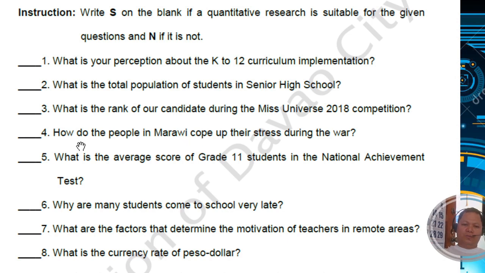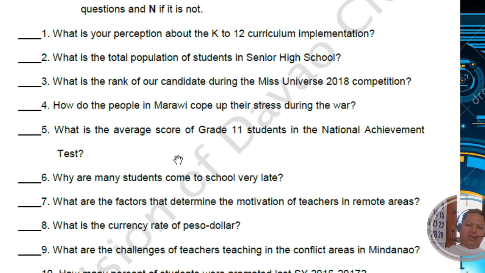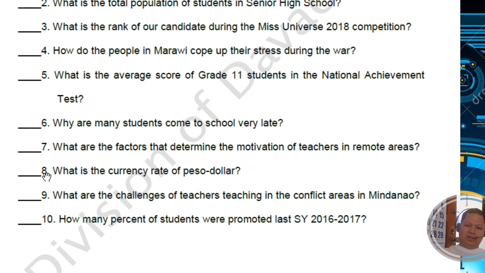Question number 4 is more of qualitative research. It is more about feelings. Okay, number 5, what is the average score of grade 11 students in the National Achievement Test? That is S. Okay, average score, numerical data. Number 6, why do many students come to school very late? Oh, it's very obvious. It's letter N. This is a qualitative study. And number 7, what are the factors that determine the motivation of teachers in remote areas? So it is letter S. Okay, motivation factors. You will learn more of this later when you conduct a study.